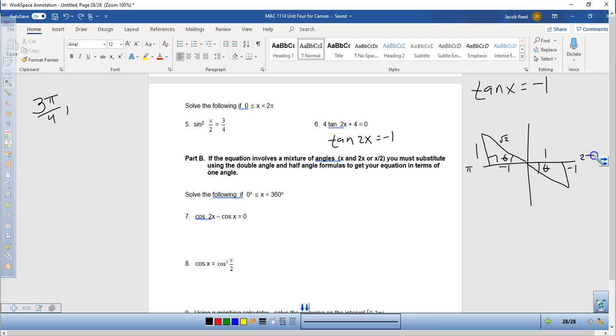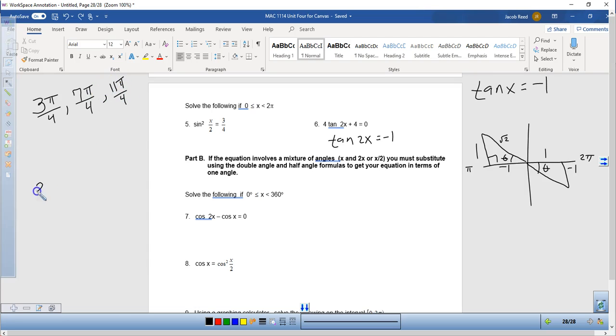Down here this is 2 pi, and we're below, so that means we're going to subtract out another pi over 4. That means I have 7 pi over 4. But I have to go around a second time. So I'm taking 2 pi plus 3 pi over 4, going over to here. That gives me 11 pi over 4.